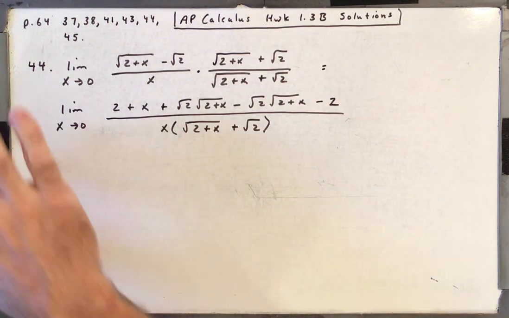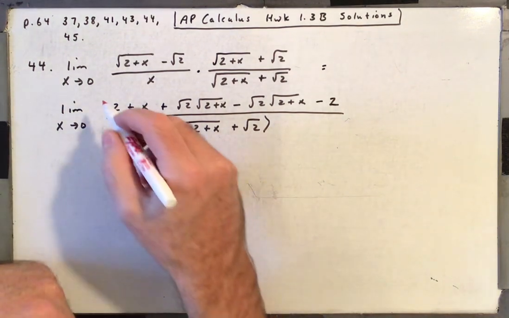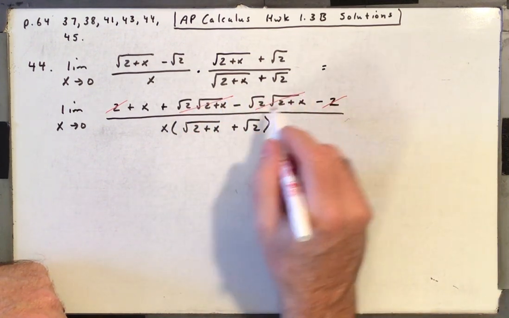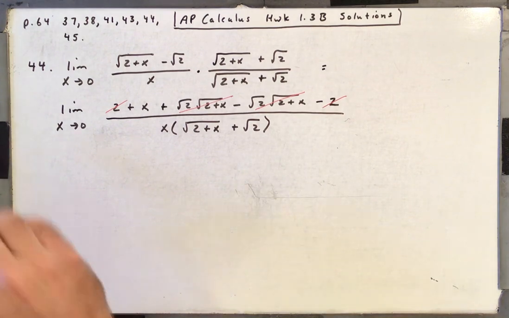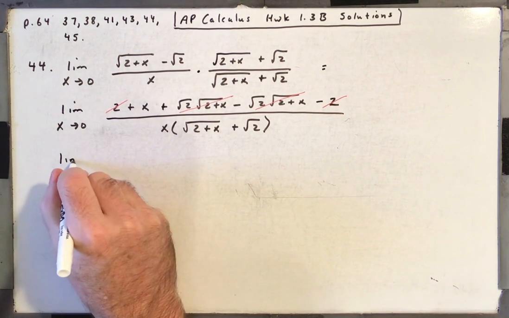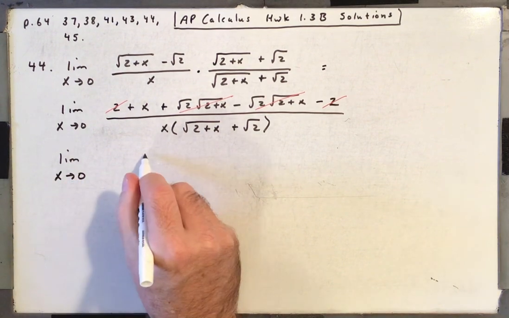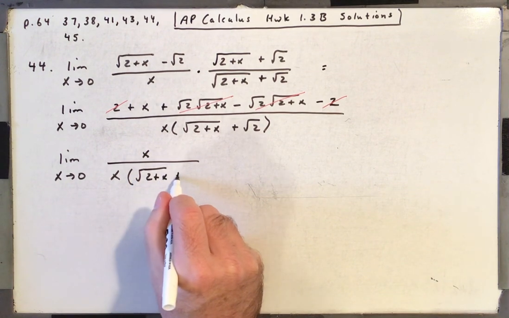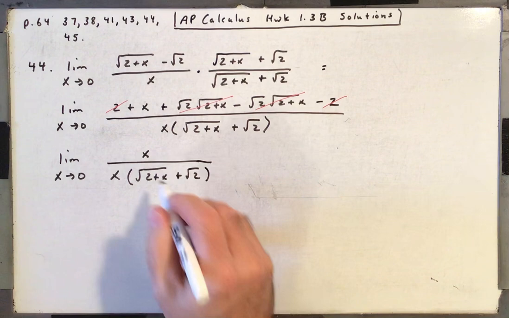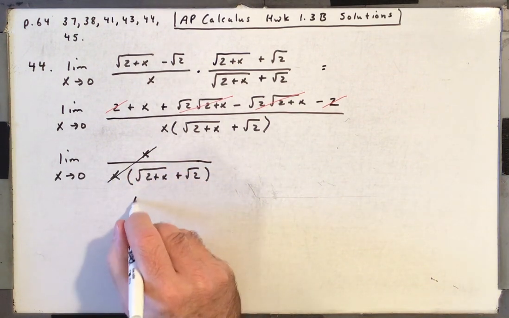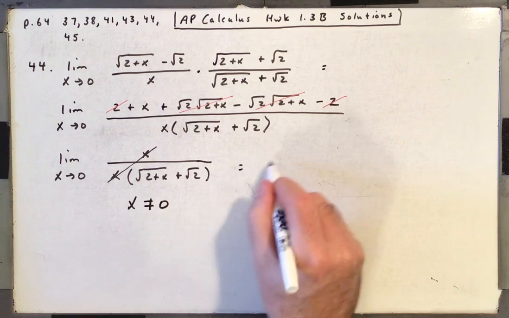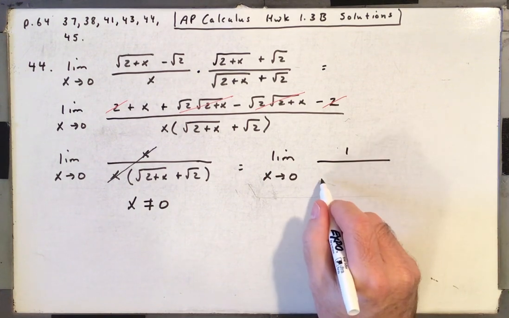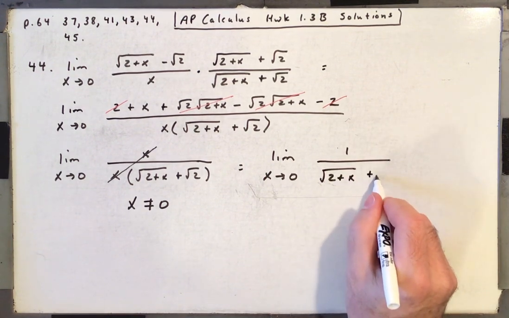All right, almost everything cancels out here. That was the whole point. The 2, the negative 2, that term and that term with negative cancel out. All that's left is x. Remember to write the limit every time. So I'd have x on top, x times root 2 plus x plus root 2. On the bottom, we can cancel out that x over x as long as x does not equal 0. We'll have the limit as x approaches 0 of 1 over root 2 plus x plus root 2.